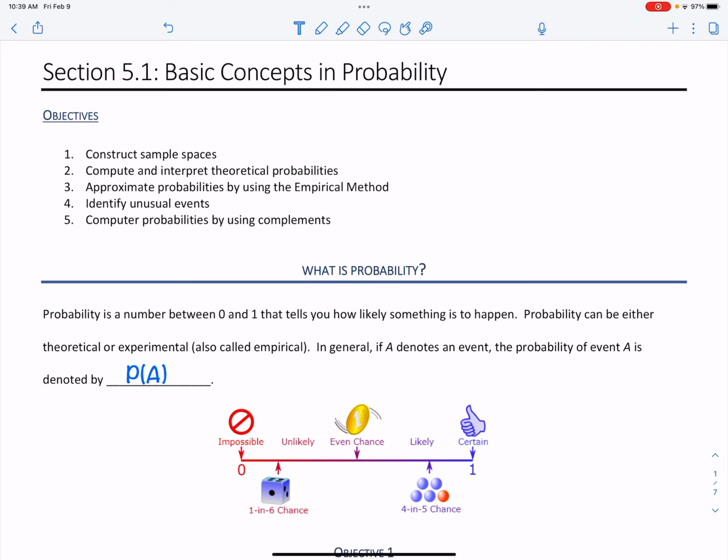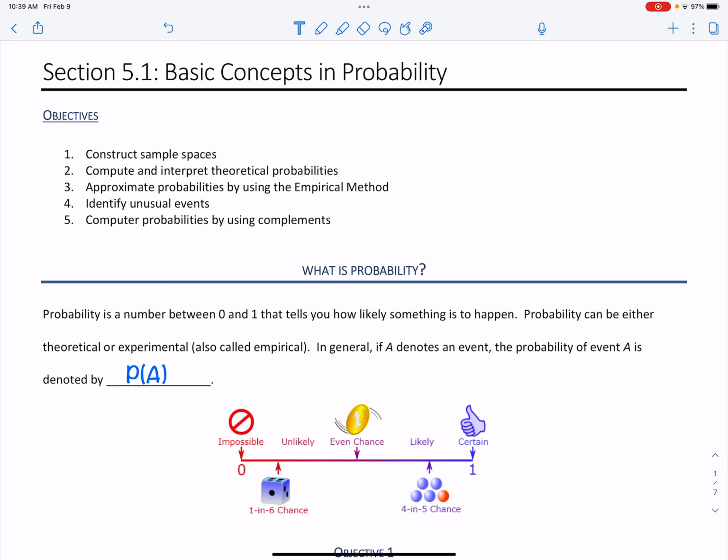So some examples: the probability that a fair coin will land on heads. There's a 50% chance, right? There's the same chance that you get heads as you get tails. We call this an even chance. Weather reports for the probability that tomorrow will be a rainy day is 60%. That's the chance that that event will occur.